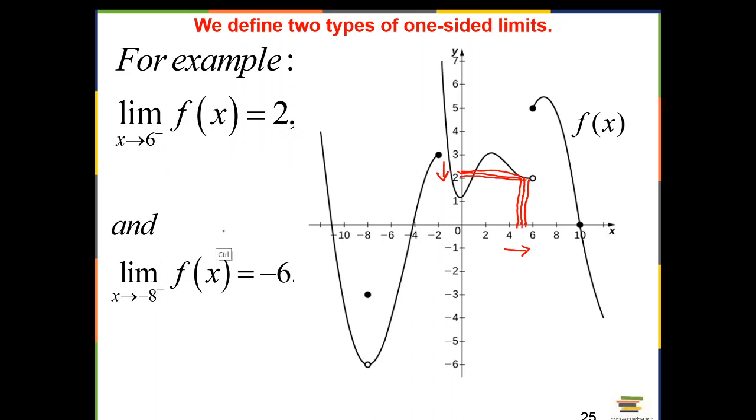What about negative 8 from left? Well, negative 8 from left means we're over here, right? And if you think of function values here, it's kind of hard to draw a straight line here, but the function values look like they're approaching what? They're approaching negative 6, right? So the limit of f of x when x approaches negative 8 from left is negative 6.